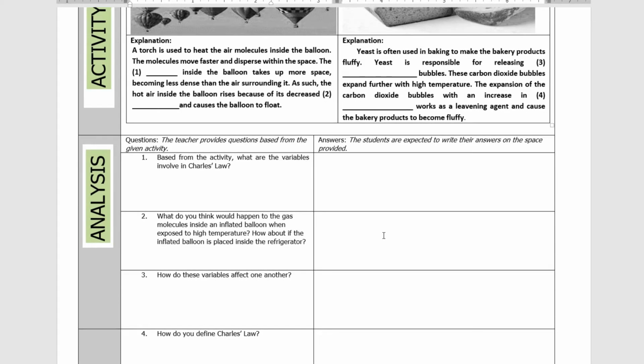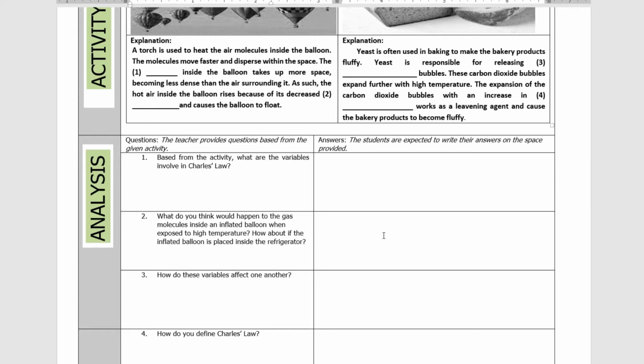In the analysis, you have 4 questions to be answered based on that particular activity. So number 1, based on the activity, what are the variables involved in Charles' law? The variables involved in Charles' law are basically 3 variables. 2 of these variables are interacting directly with each other, and the other one is held constant.